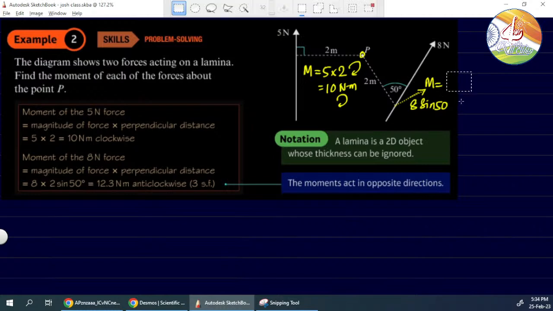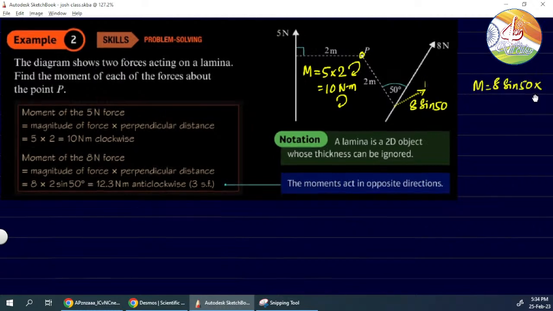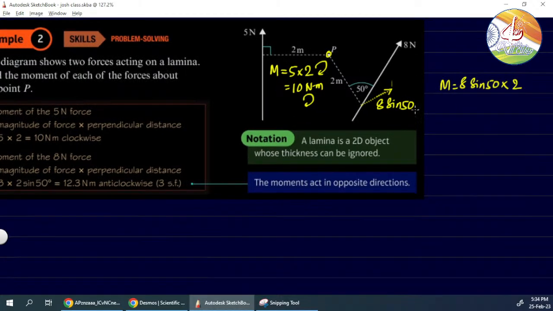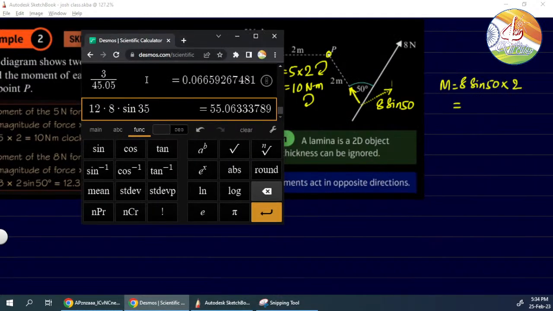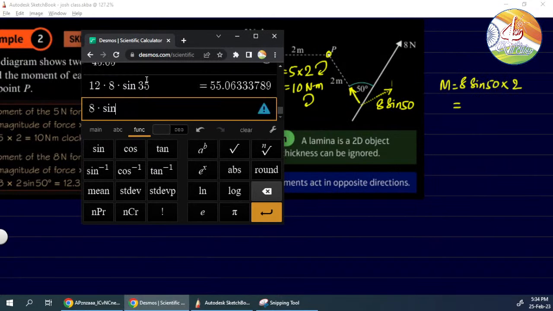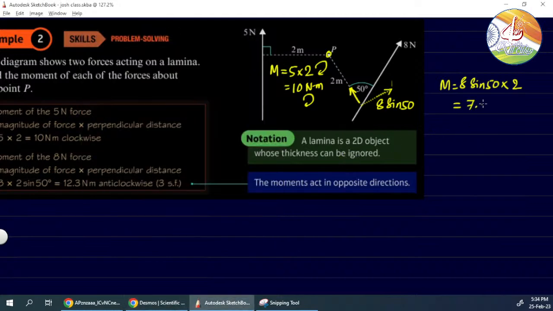Correct? So perpendicular force is 8 into sine 50. For this force, perpendicular distance is 2, and the other component, that is 8 cos, will pass through the point, so its distance is 0. So we will not get any moment due to that. So this is the value of moment. So find it. 7.88 Newton meters.